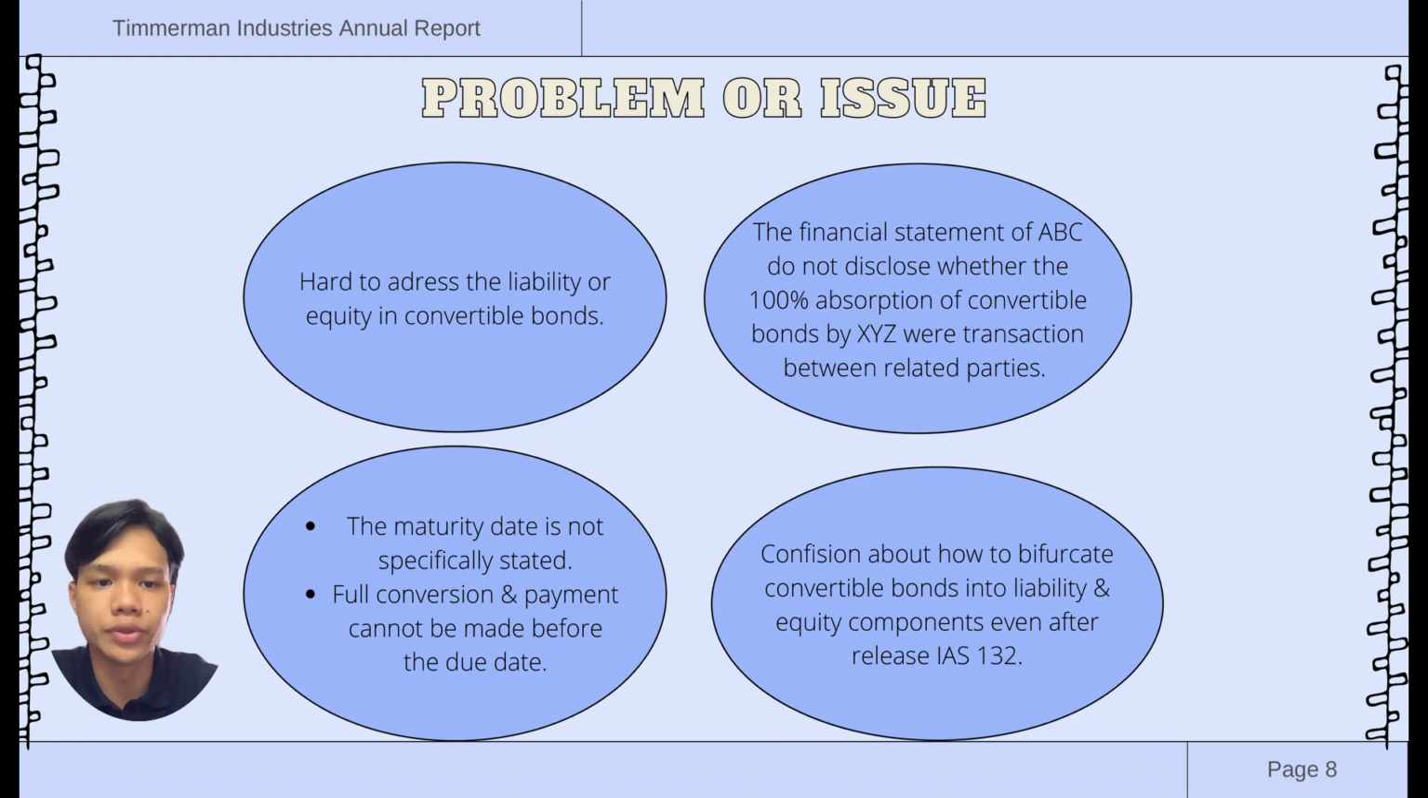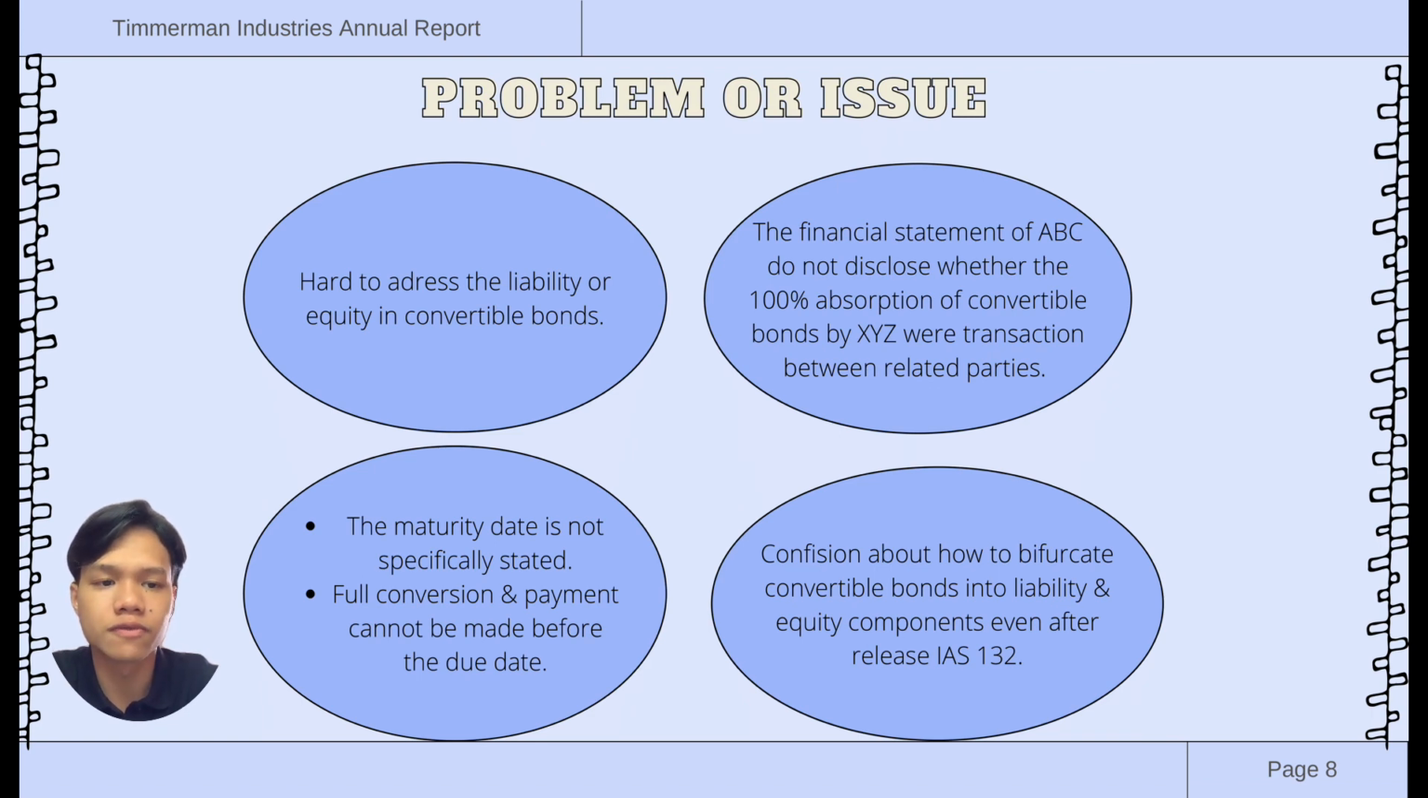The first problem or issue is that the research had to address whether it is a liability or equity classification in the transaction of convertible bonds. So they don't know whether the convertible bonds are equity or liability for the company. Next, there are several issues with the important features of the convertible bonds instruments agreed by ABC and XYZ company. The first problem is the maturity that is not specifically stated. So the full conversion and payment cannot be made before the due date.